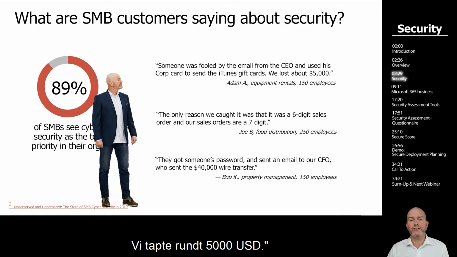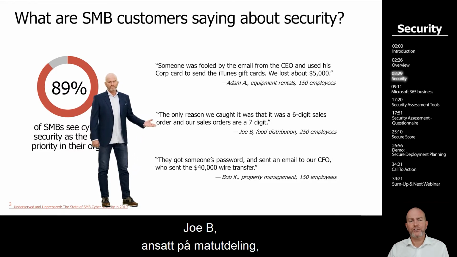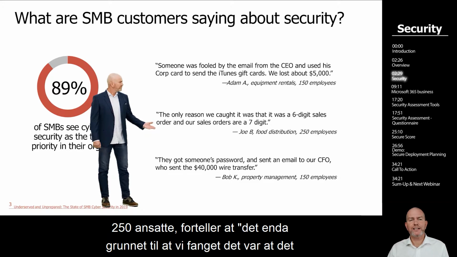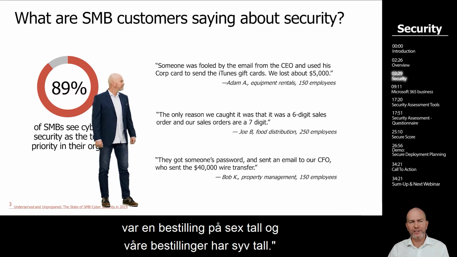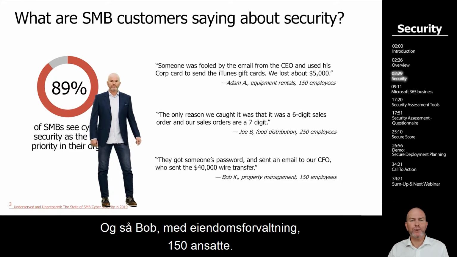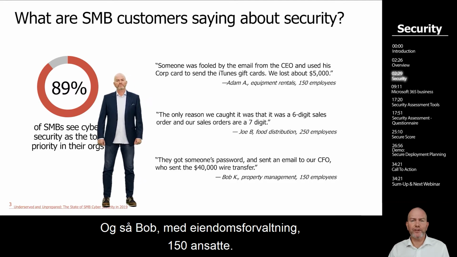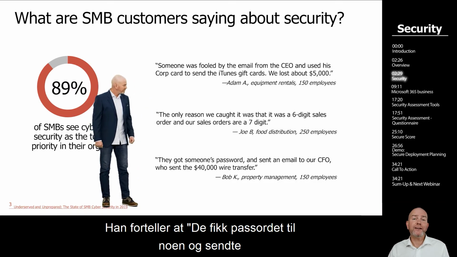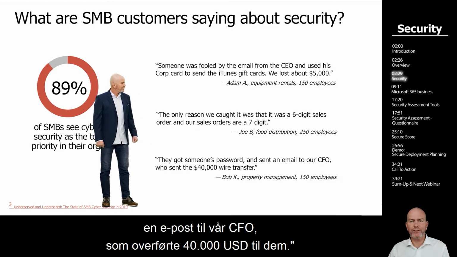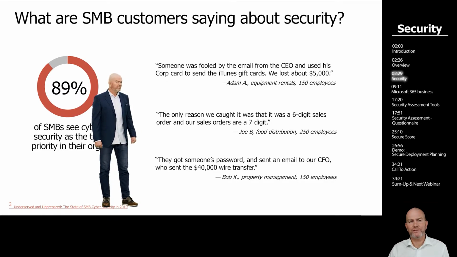We lost about $5,000. Joe B, working with food distribution, 250 employees, says the only reason we caught it was that it was a 6-digit sales order and our sales orders have 7 digits. And then Bob, doing property management, 150 employees, he says they got someone's password and sent an email to our CFO who wired them $40,000.